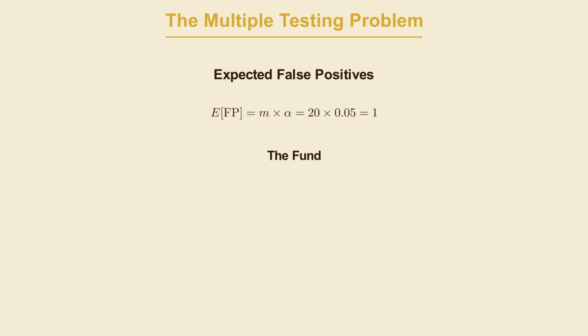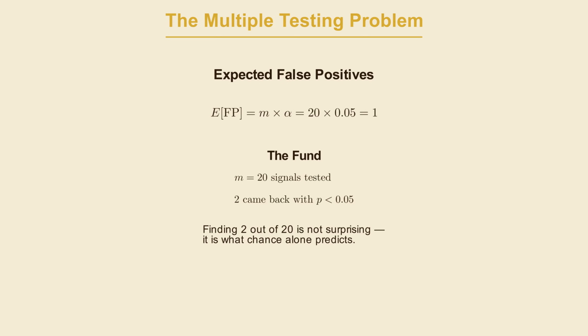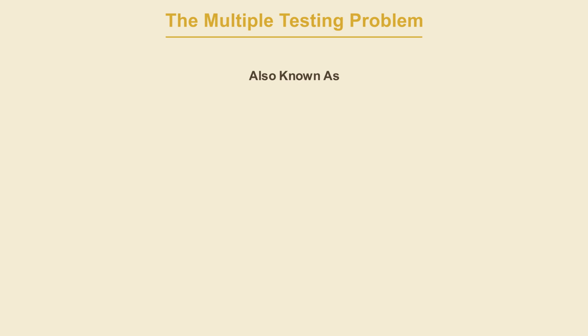The fund tested 20 signals over the 5 years of historical data. 2 came back with a p-value below 0.05 and they launched both. But finding 2 significant results out of 20 tests is not that surprising. It's basically what you predict by chance if none of the signals were real. The p-values on the individual tests each came in below the threshold, but the researchers never adjusted for the fact that they ran 20 tests. This problem goes by several names: the multiple testing problem, the multiple comparisons problem, and in financial research it's sometimes called the p-hacking or data dredging problem.